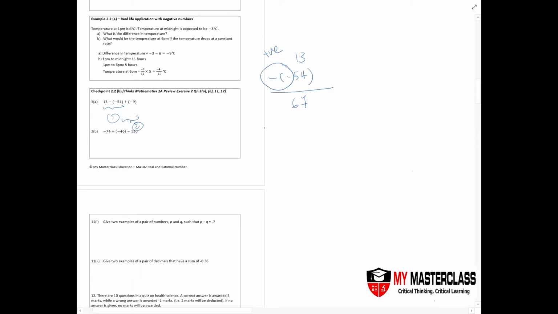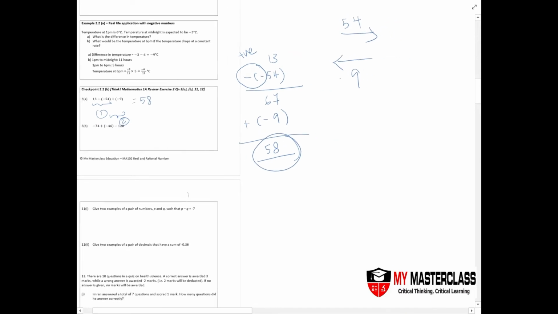So once you have 67, what happens is you continue. So you have minus away 9, so you plus negative 9. And what would this give you? It gives you 58. Does it make sense? I am at position 13. I want to remove negative 54, which means I want to move towards the right by 54 units. And then I want to plus negative 9, which means I want to move to the left by 9 units. So eventually you will get a number that is somewhat like 58. So the answer over here should be 58.